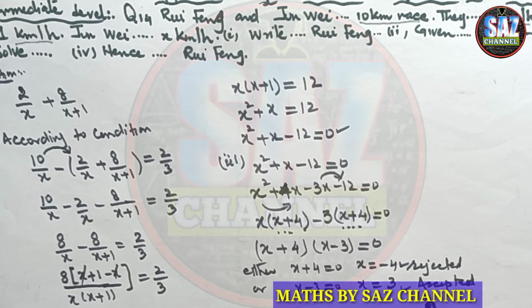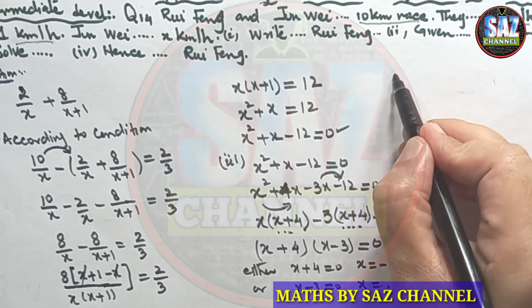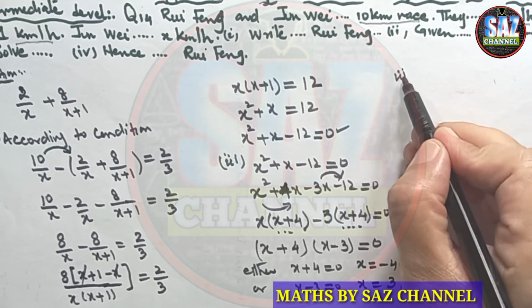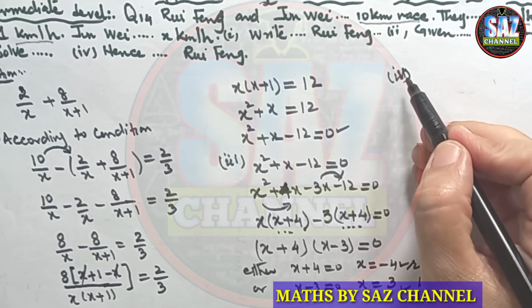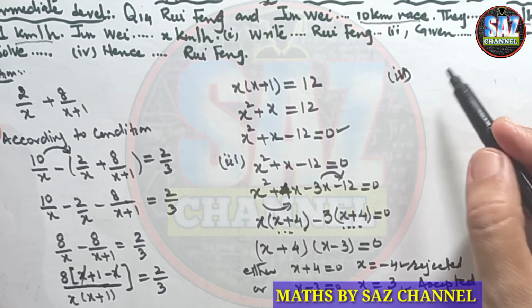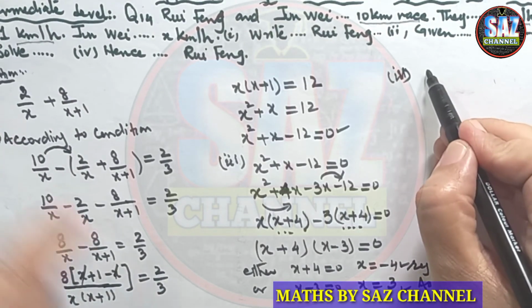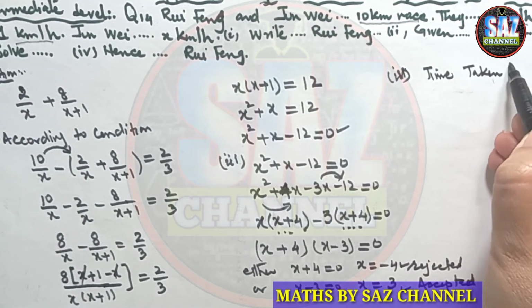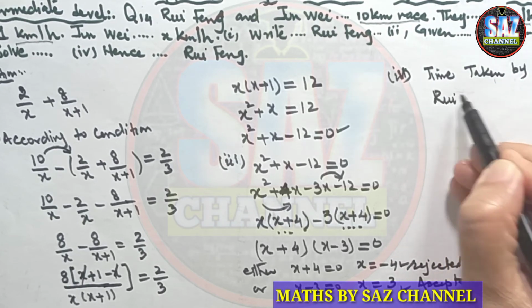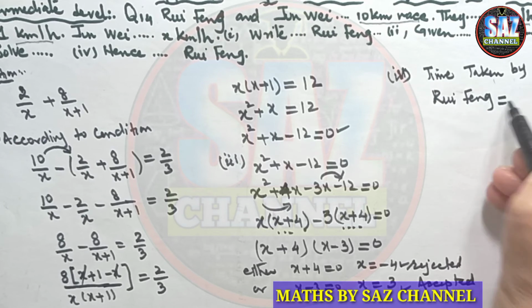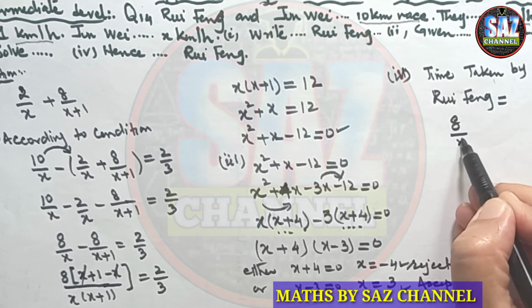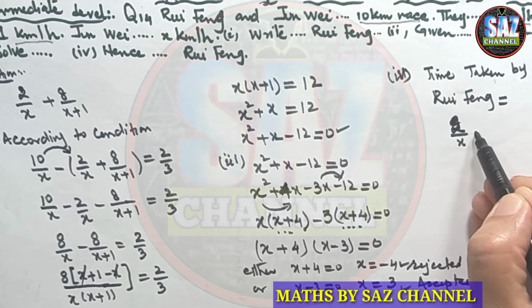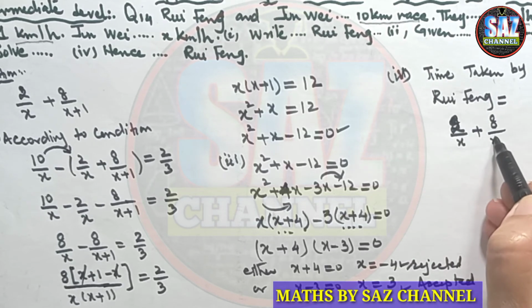Next part says, hence find the time taken by Ruifang to complete the race. Give your answer in hours and minutes. Coming to the fourth part of the question that says time taken by Ruifang. If we look at the starting expression, this is the expression for the time taken by Ruifang. Time taken by Ruifang is 2 over x plus 8 over x plus 1.